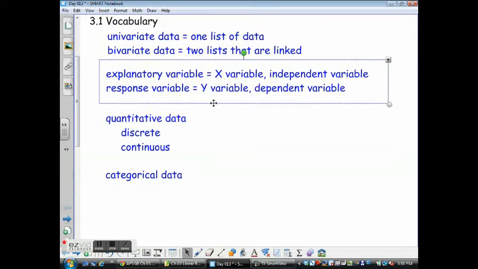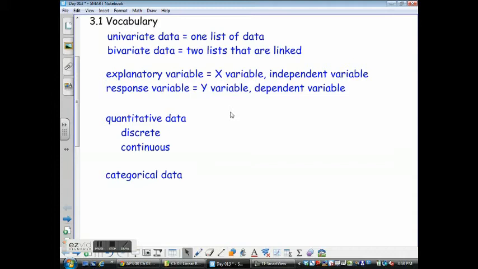That means that much of the time, one variable will be our X variable, our independent variable, our explanatory variable, whereas the other one will be Y, the response variable, the dependent variable. Anytime we're looking at cause and effect, the X variable will come first, and as the X variable changes, it will cause a response in the Y variable. Now, there won't always be an obvious explanatory or response relationship.